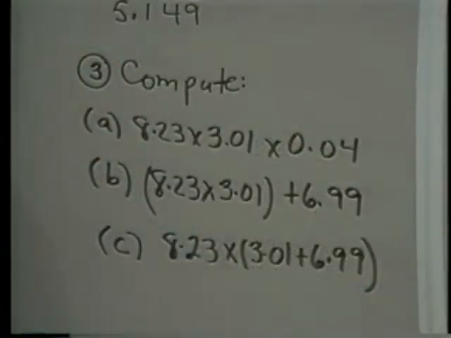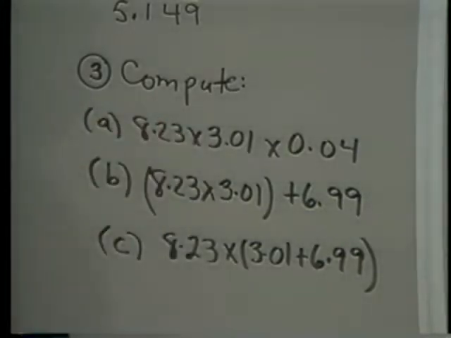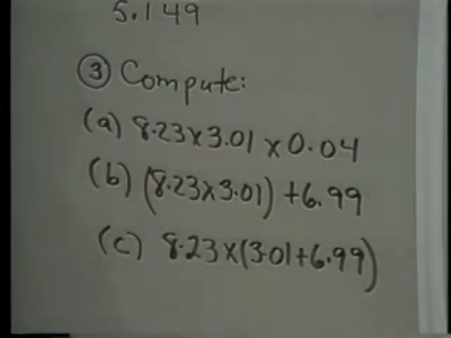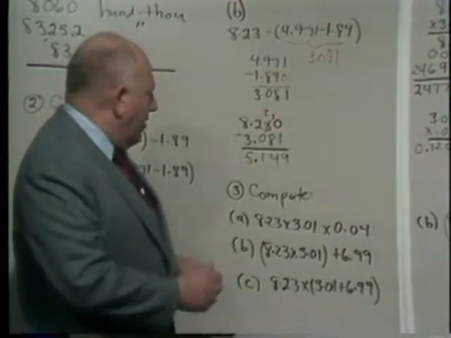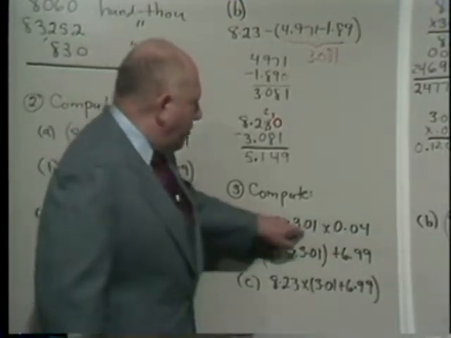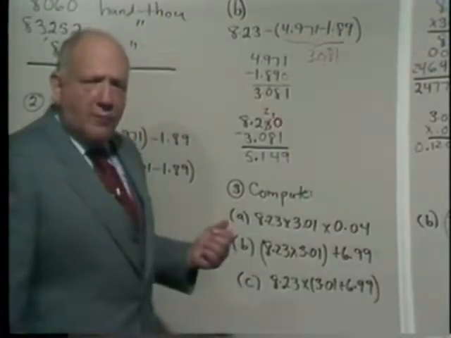Problem number 3 comes in 3 parts, and there's a reason behind each part. Well, hopefully. The first part says compute 8.23 times 3.01 times 0.04. And the reason for this is that in the text, we basically emphasized how you multiply 2 decimals. And the point is that by the associative property, to multiply 3 decimals, multiply 2 decimals, and then multiply the answer by the third.